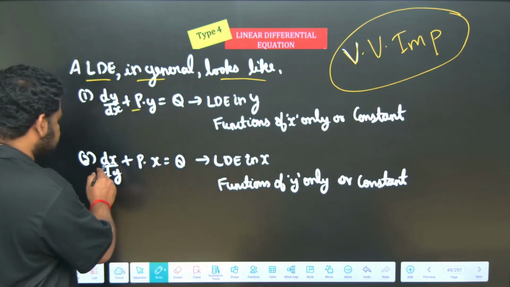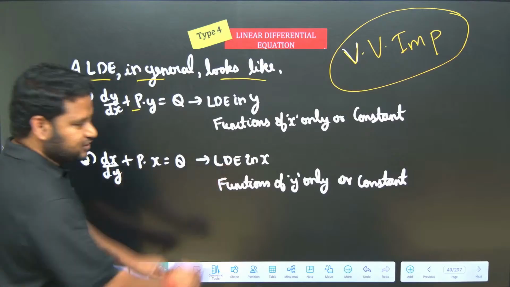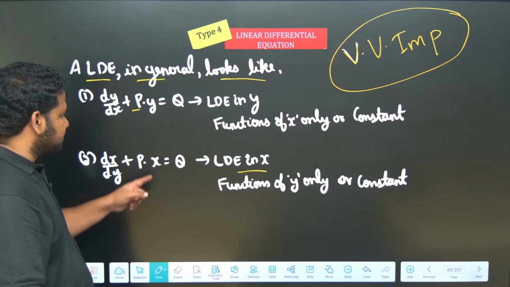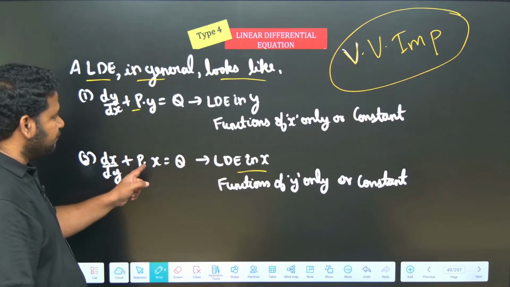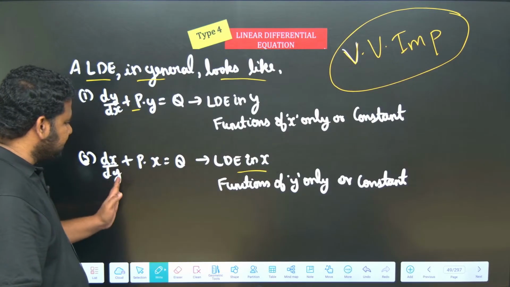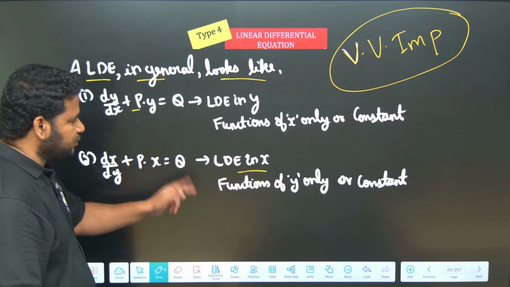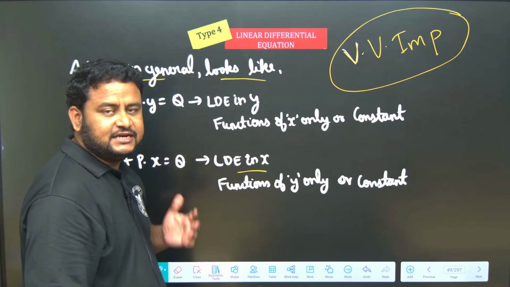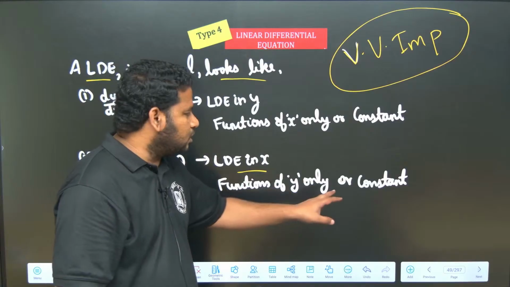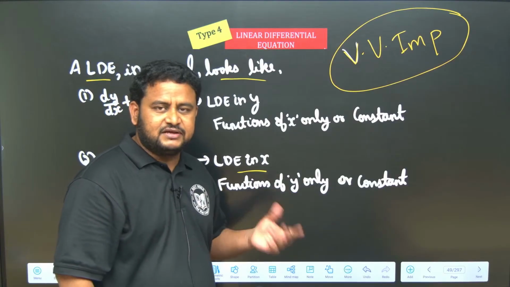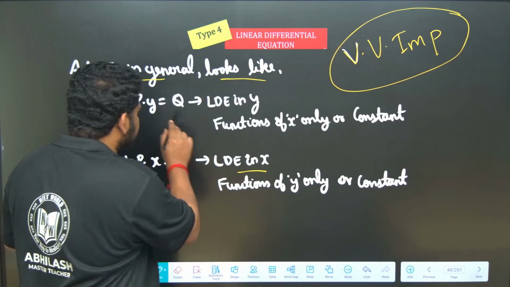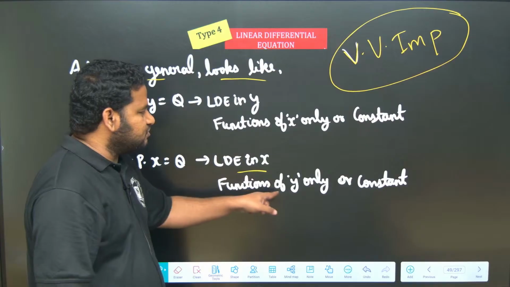Now if I talk about dx/dy + P x = Q, this is a linear differential equation in x. Here P and Q are functions of y only or constants. So dx/dy plus P times x is equal to Q is a linear differential equation in x, with functions of y only or constant. In the earlier one, they are functions of x only or constant.